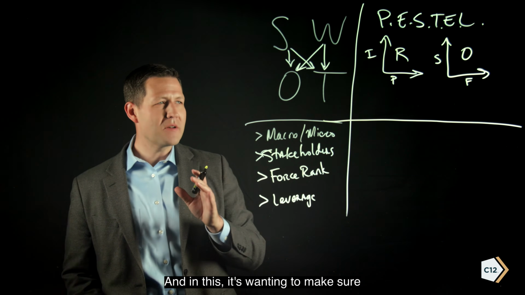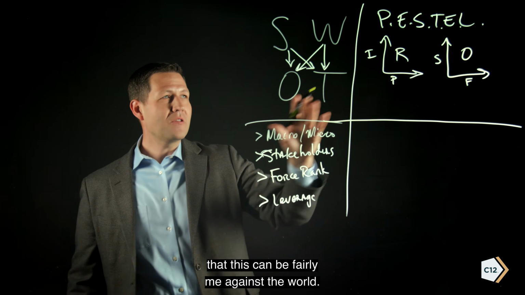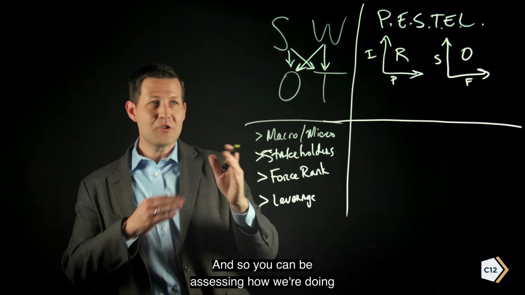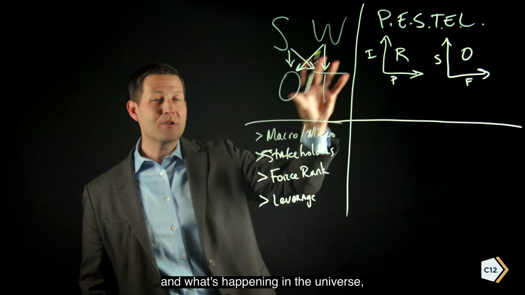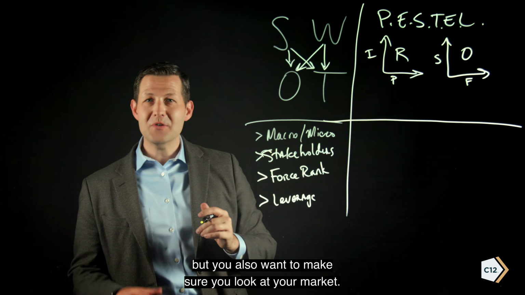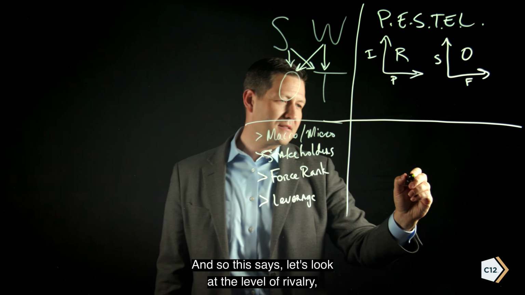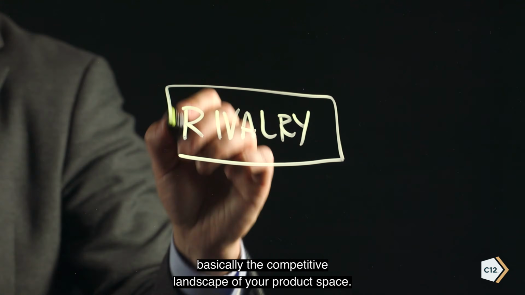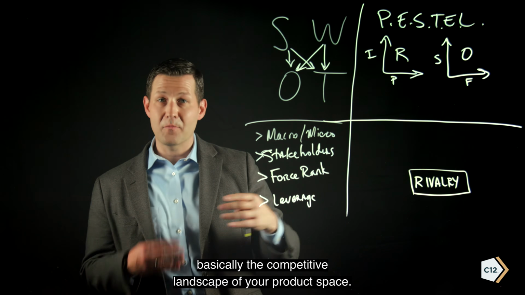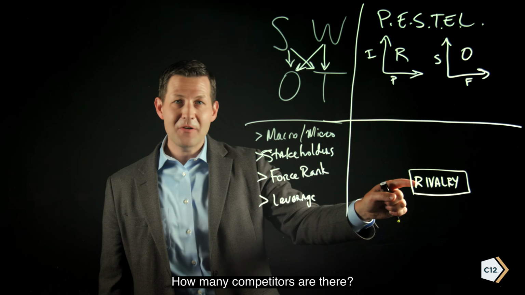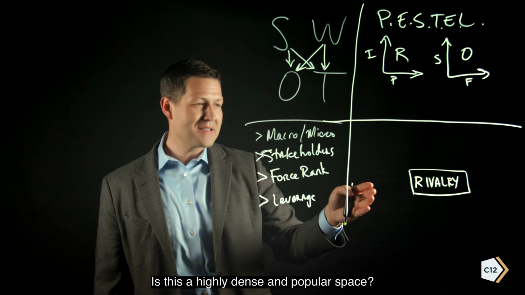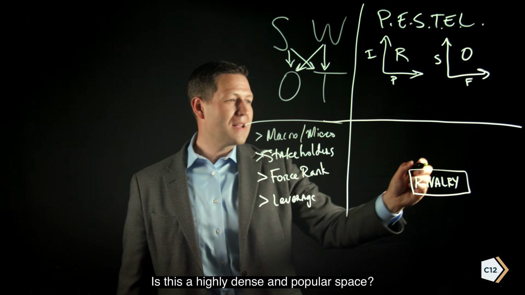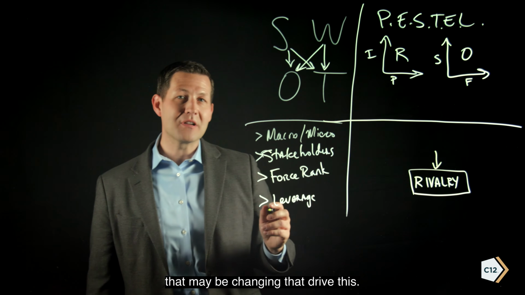And in this, it's wanting to make sure that this can be fairly me against the world, and so you can be assessing how we're doing and what's happening in the universe, but you also want to make sure you look at your market. So this says, let's look at the level of rivalry, basically the competitive landscape of your product space. How many competitors are there? Is this a highly dense and popular space? And let's look at some forces that may be changing that drive this.